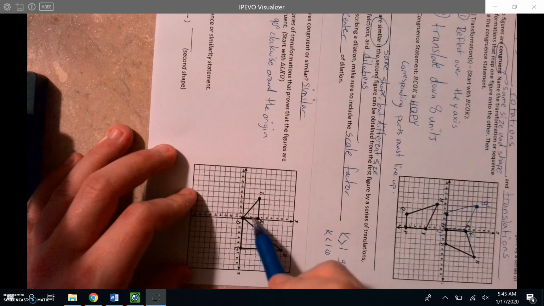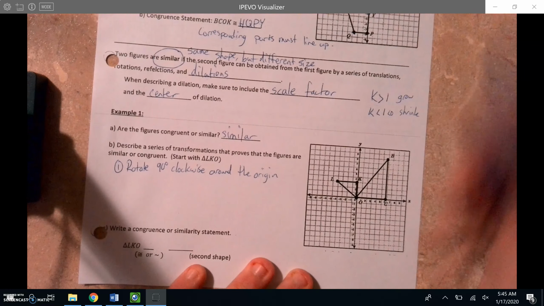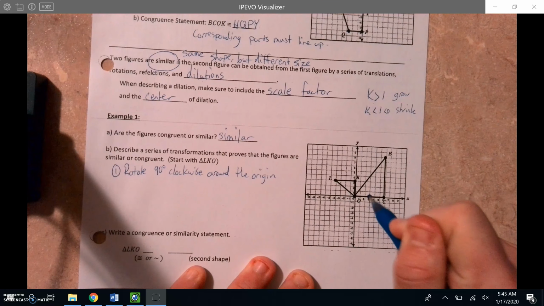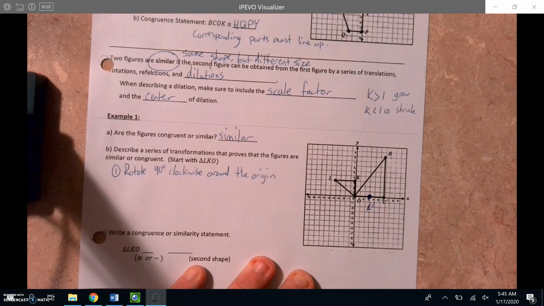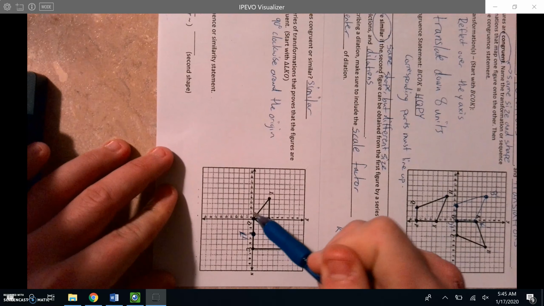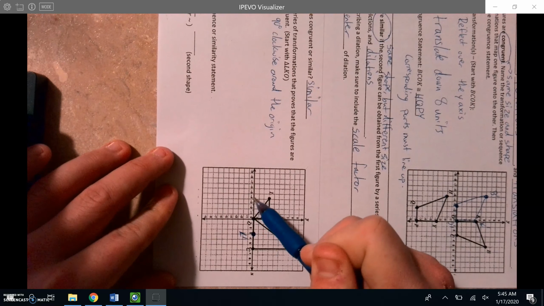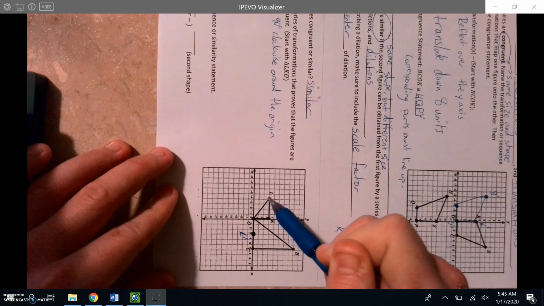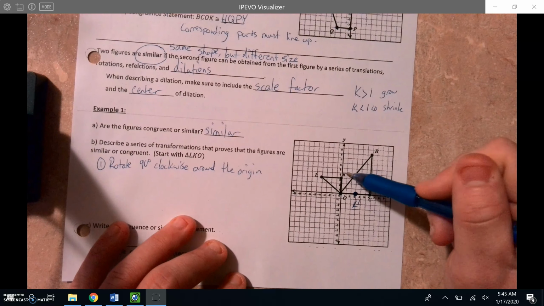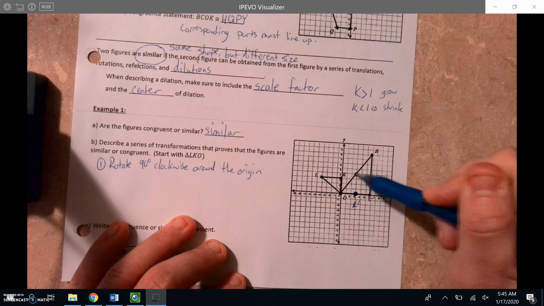To get to K, we got to go 1, 2, 3 to the right. We put our paper back to normal. We're going to go 1, 2, 3 to the right. So there is K prime. Our final point, rotate one time, 90 degrees. Then to get to L, we go 1, 2, 3, 4 up, 1, 2, 3 to the right. So we're going to go 4 up and 1, 2, 3 to the right here.